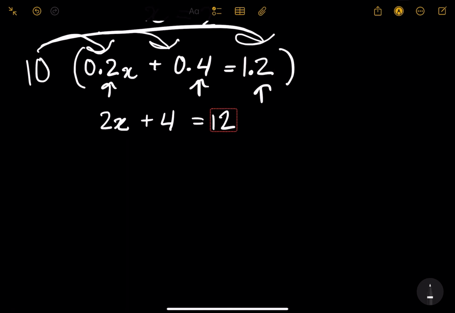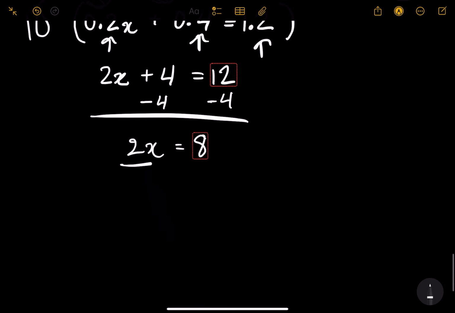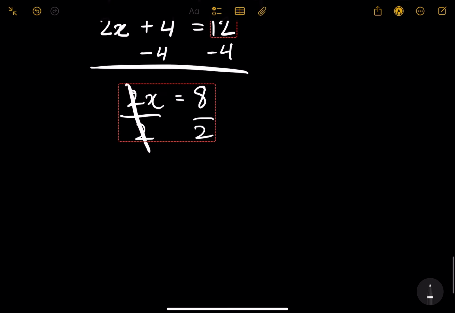So then we just solve for x like normal, subtract the 4 on both sides. 2x is equal to 8. Divide by 2 on both sides, and then the 2 cancels out, becomes 4 over 1, so x is equal to 4.